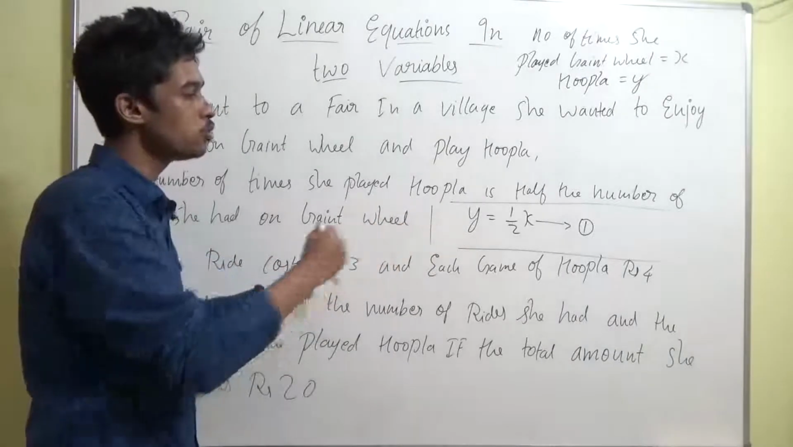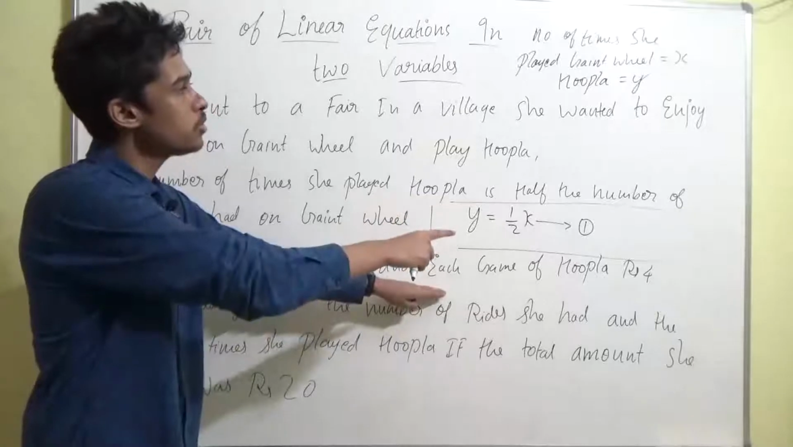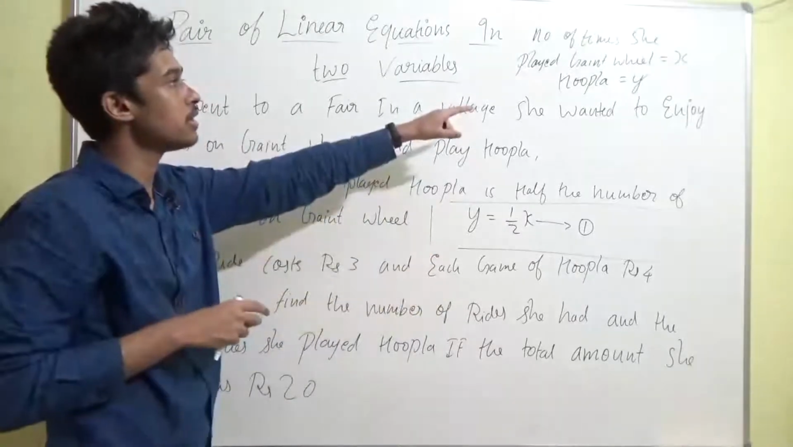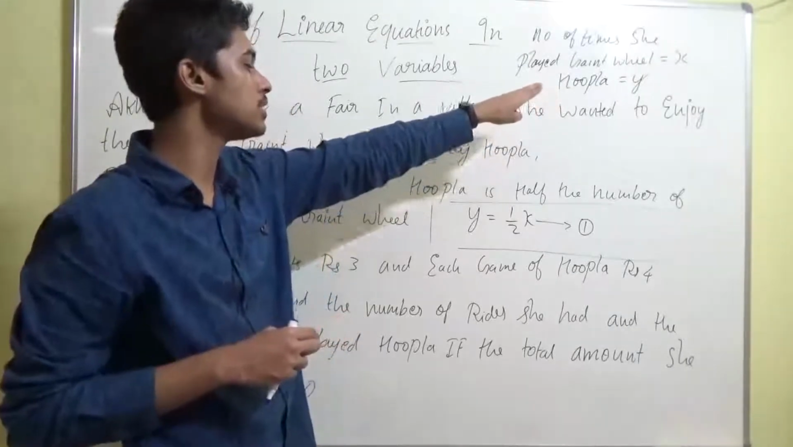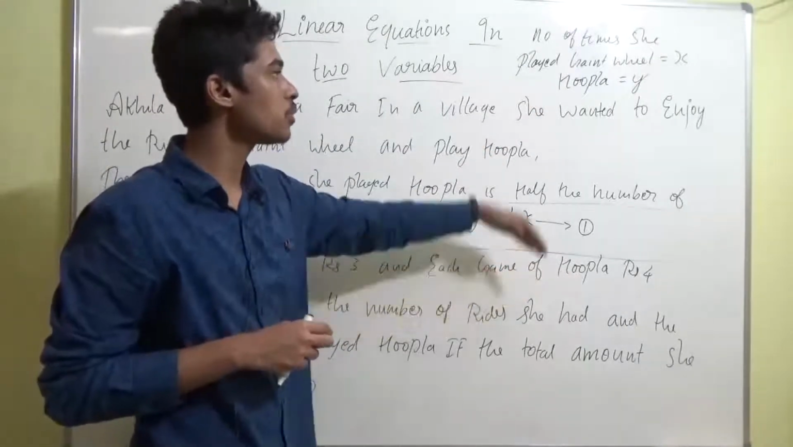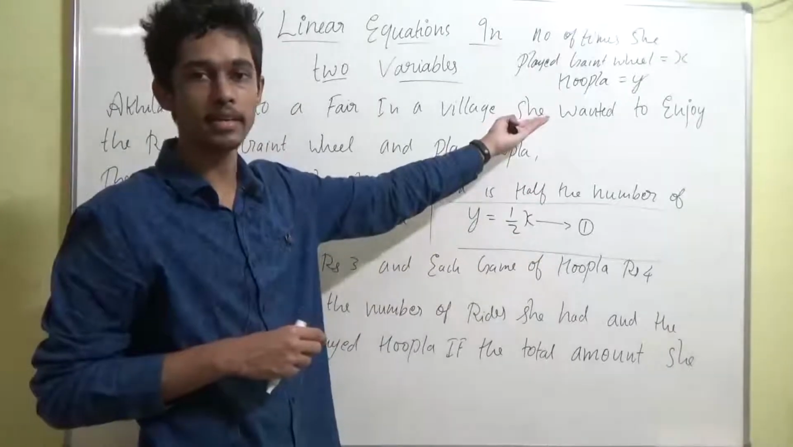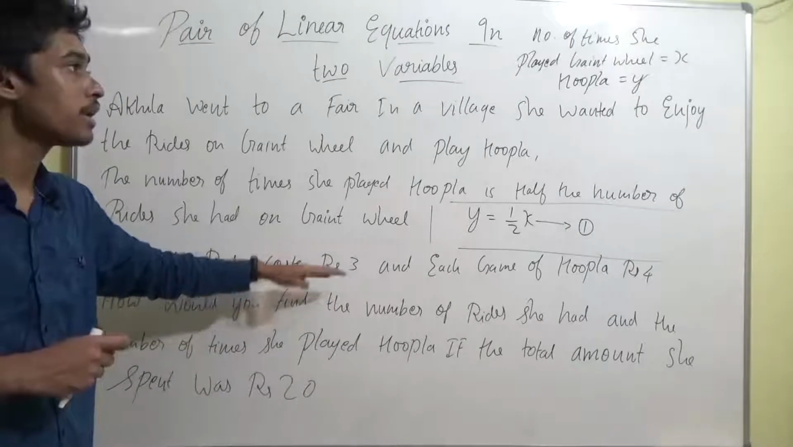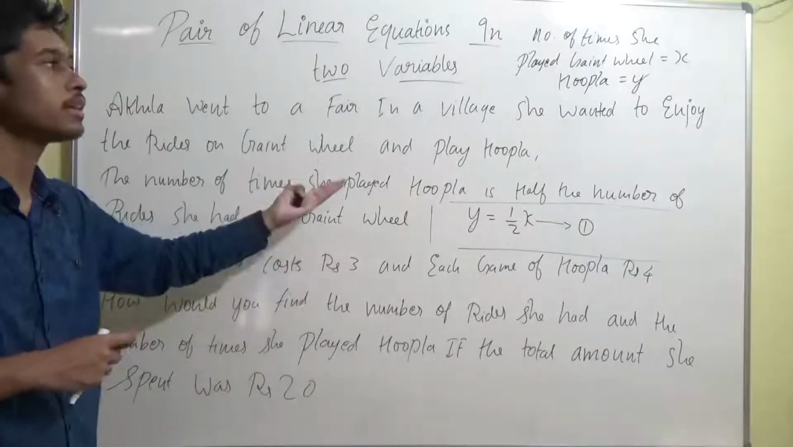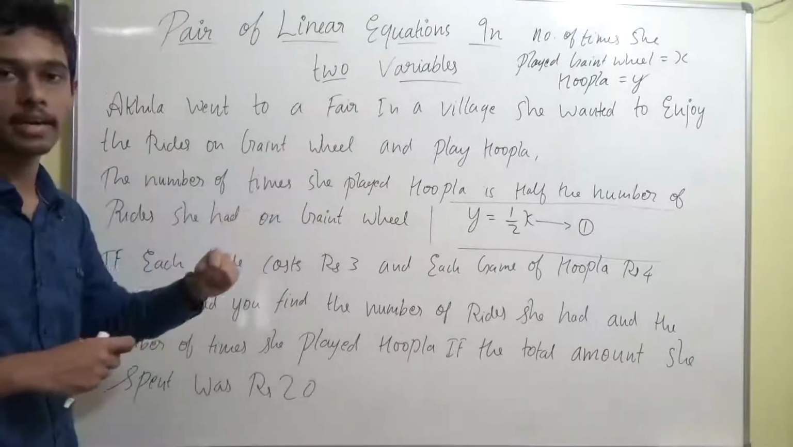And if she plays the hoopla game, it is going to cost her 4 into y, because the number of times she played the game hoopla is y, as we considered, right? For one time it is 4 rupees, for y times it's going to be 4y, right? And for one time, if it is rupees 3 for giant wheel, for x times it's going to be x into 3, right? If it is 3, it will be 3 into 3, right?